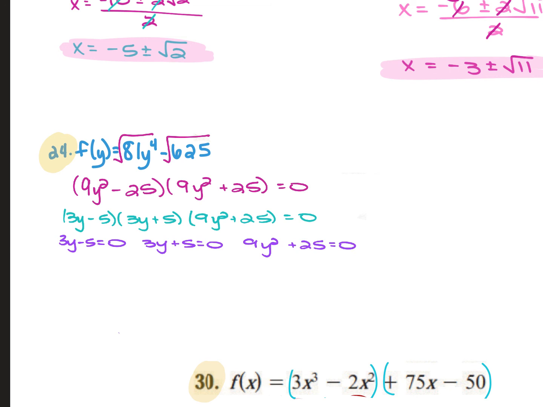Working with the 3y minus 5 is equal to 0 first, I'm going to add the 5 over by adding it to both sides. So that's 3y is equal to 5. And then we divide each side by the 3, not to take the square root, divide by 3. So that's y is equal to 5 over 3. For the 3y plus 5 is equal to 0, subtract your 5 over. That gives you 3y is equal to negative 5. Then divide each side by the 3. So y is negative 5 over 3.